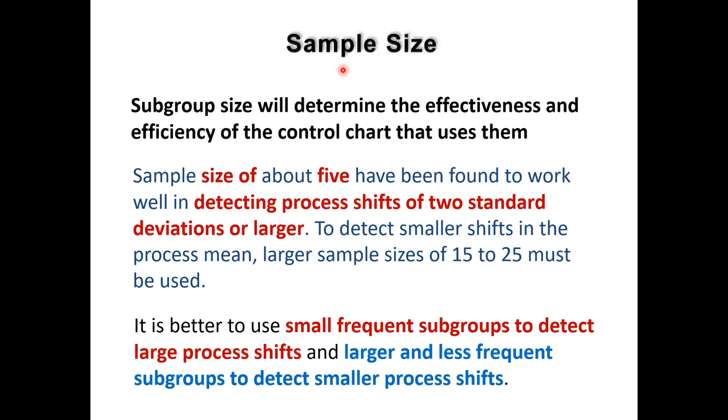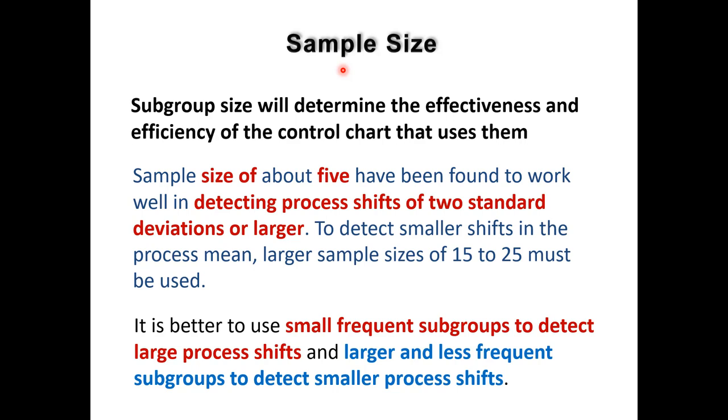Then we look at the sampling interval. What would be the sampling interval? What would be the sampling frequency? The sampling interval will actually determine your sampling frequency. What will be the frequency? How frequently do you sample out of one production shift, for example?